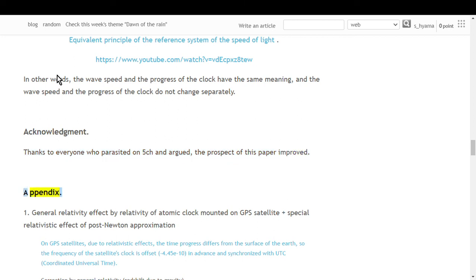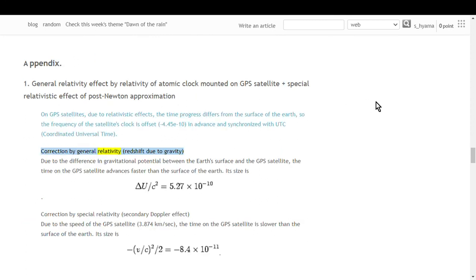Appendix 1. General relativity effect by relativity of the atomic clock mounted on the GPS satellite, and the special relativistic effect of post-Newton approximation. On GPS satellites, due to relativistic effects, the time progress differs from the surface of the Earth, so the frequency of the satellite's clock is offset by 4.45E-10 in advance and synchronized with UTC, Coordinated Universal Time. Correction by general relativity, redshift due to gravity. Due to the difference in gravitational potential between the Earth's surface and the GPS satellite, the time on the GPS satellite advances faster than the surface of the Earth.